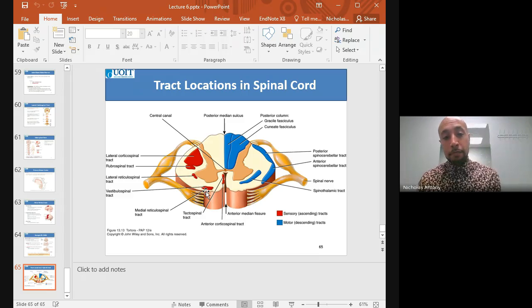And then here we have the medial upper motor neuron tracts. See how they're more medial in the white matter? That's why they're called that. And these are for core and posture muscle activation.